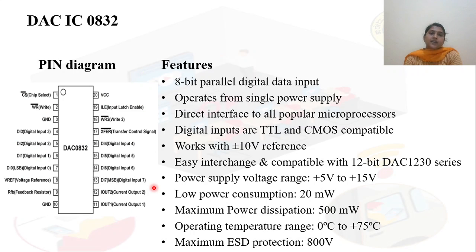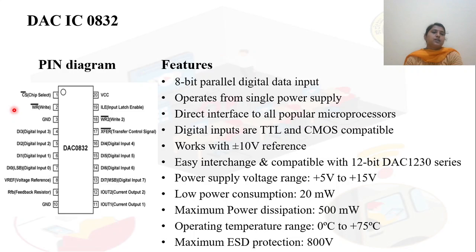IC 0832. DAC IC 0832 is a 20 pin IC. In this IC, pin number 1 is chip select. This is the active low pin. This pin is used for selecting the DAC 0832 or enabling the DAC chip. The write bar is also an active low pin. This pin is used to write the actual digital inputs to be converted.